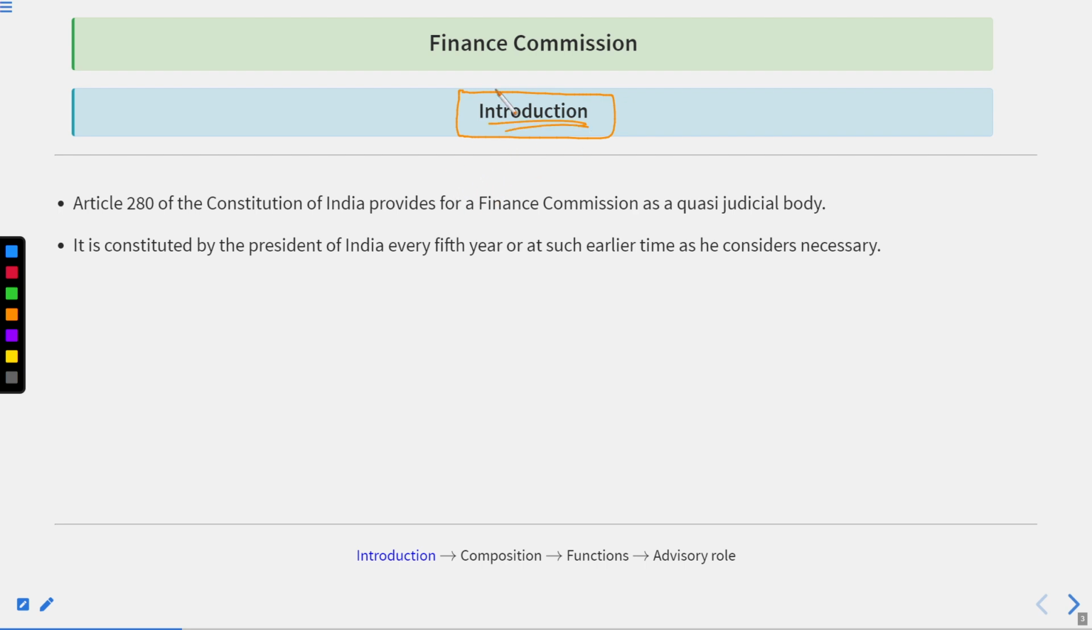So if we take the general introduction of the Finance Commission of India, there is Article 280 of the Constitution of India that provides for a Finance Commission as a quasi-judicial body. What do you mean by a quasi-judicial body? Basically, half judicial body. Okay, and what is a half judicial body?